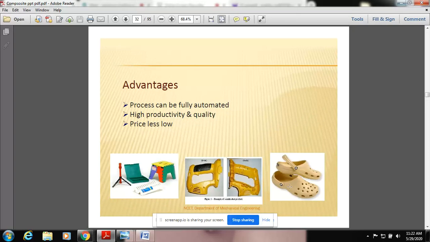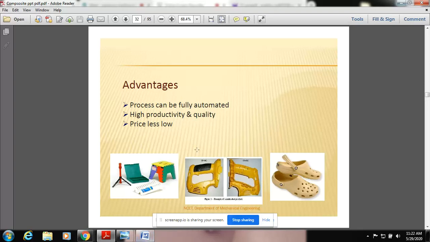Now from this figure, you can see some images of parts manufactured by means of this injection molding. I think we have come across such parts or components in our daily surroundings, right? Slippers and toys or kids' playing equipment. These are composite materials made by injection molding. The plastic chairs we use are also manufactured by means of injection molding.